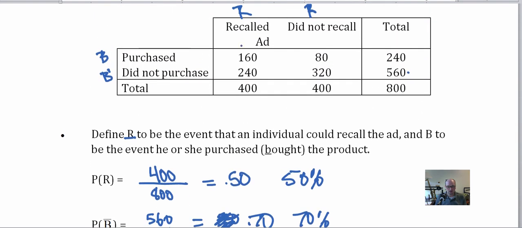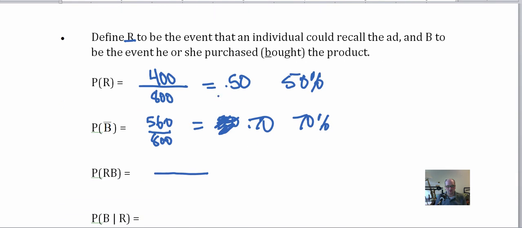So here's recalled the ad. Here's bought it. 160 people recalled the ad and bought it. Okay, cool, 160 out of how many? Well, out of everybody, out of the whole 800. 160 out of 800, which is 20%. 0.20, 20%.